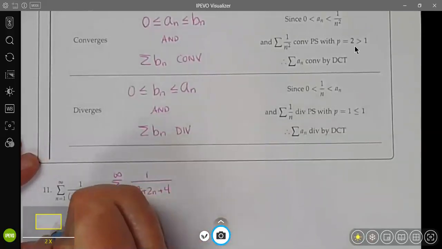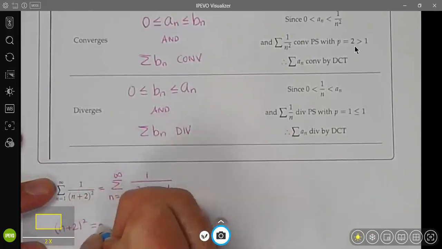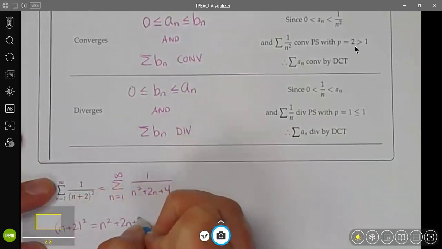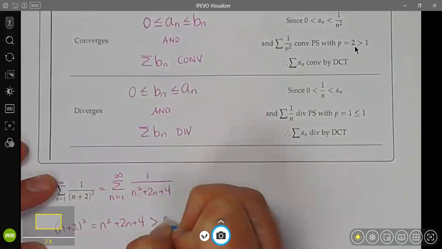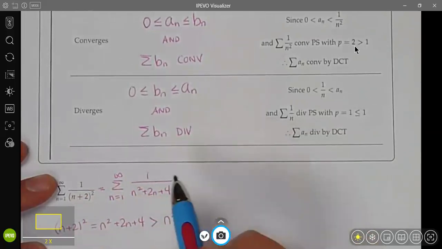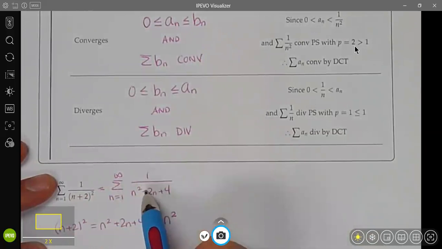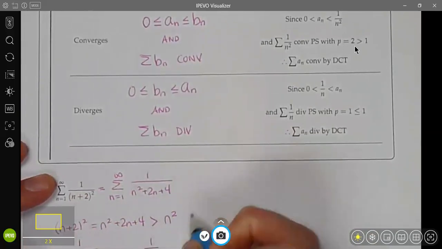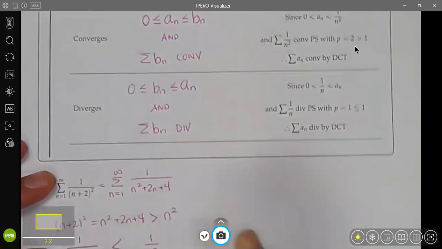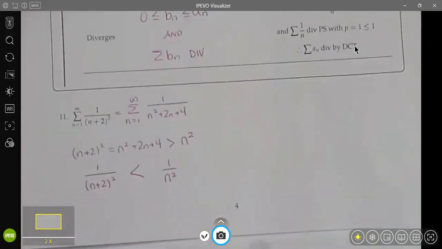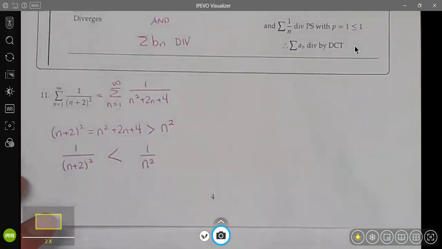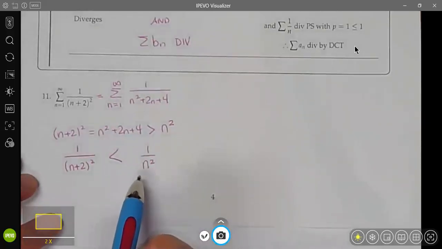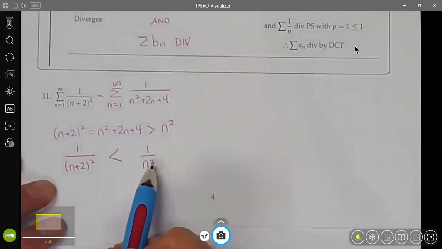Now I know that n plus 2 squared, equal to n squared plus 2n plus 4, is going to be bigger than n squared. And what I'm going to do is 1 divided by these, so I match this number up in the numerator. So I have 1 over n plus 2 squared and 1 over n squared. And when I do that, it flips my inequality over. So now I have 1 over n plus 2 squared is less than 1 over n squared. This looks like a p series. I have n raised to a number, and that p is a 2, which means this is going to converge.